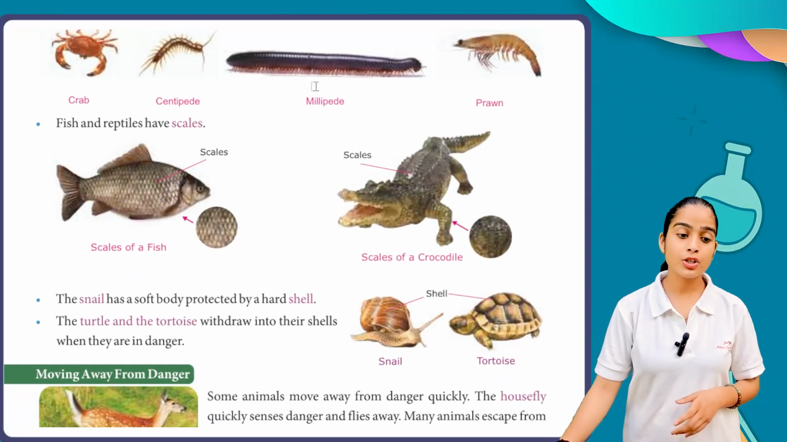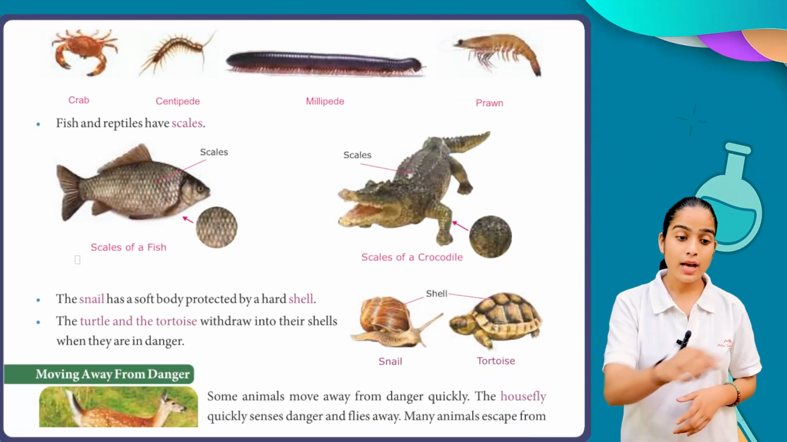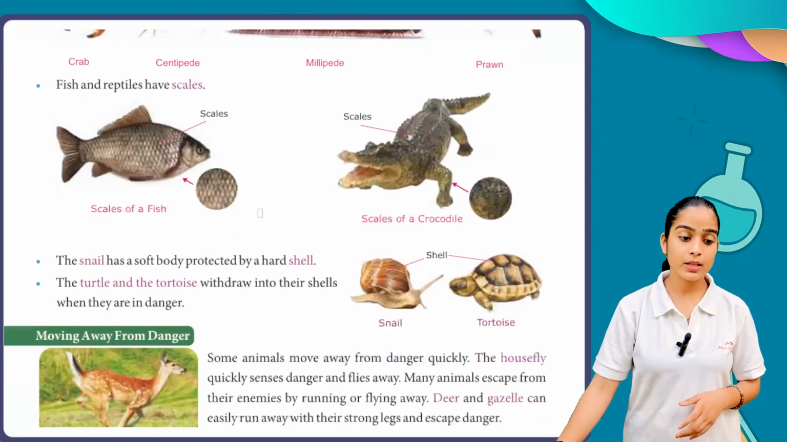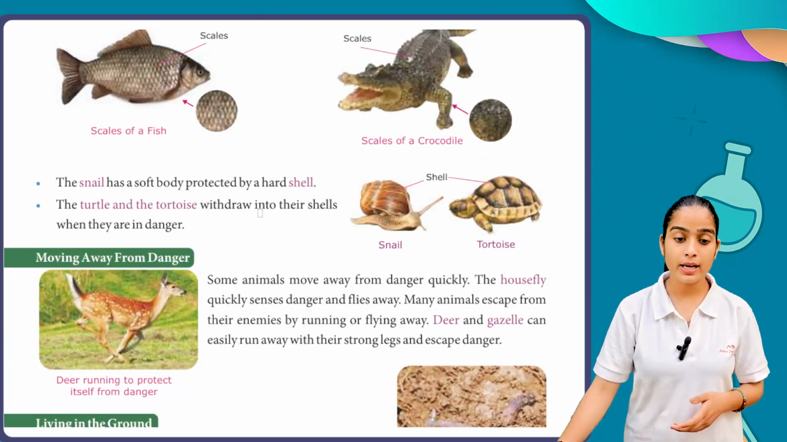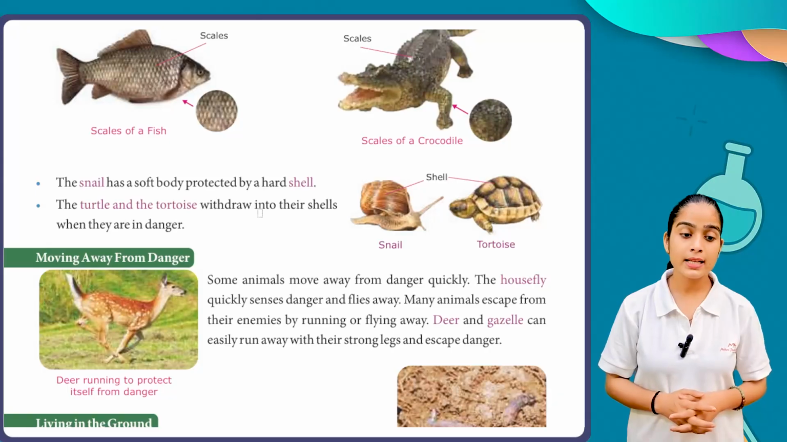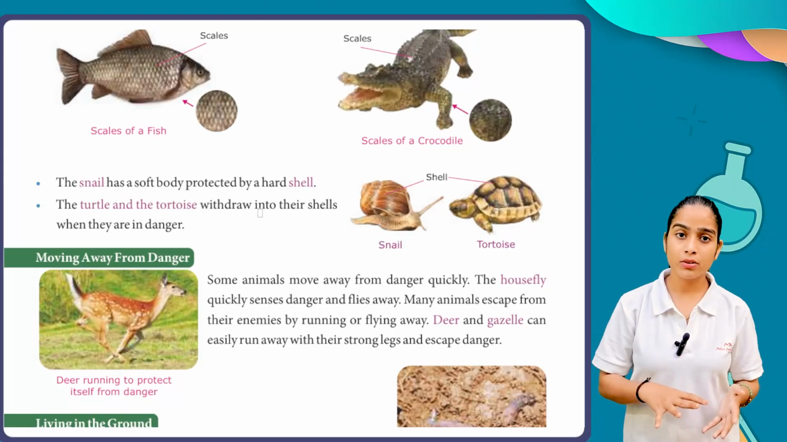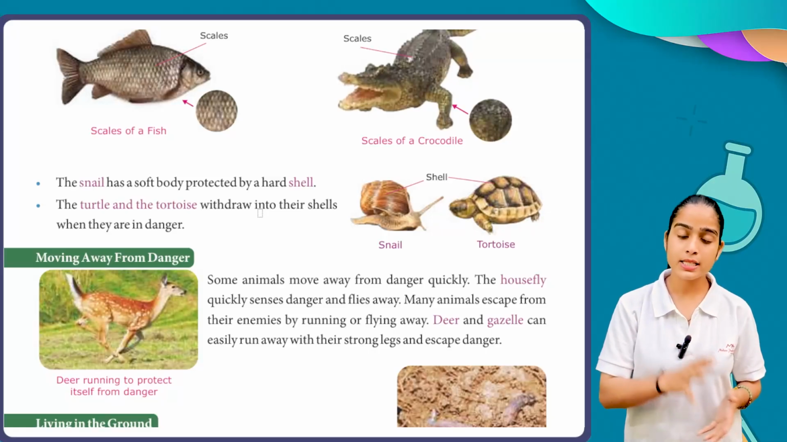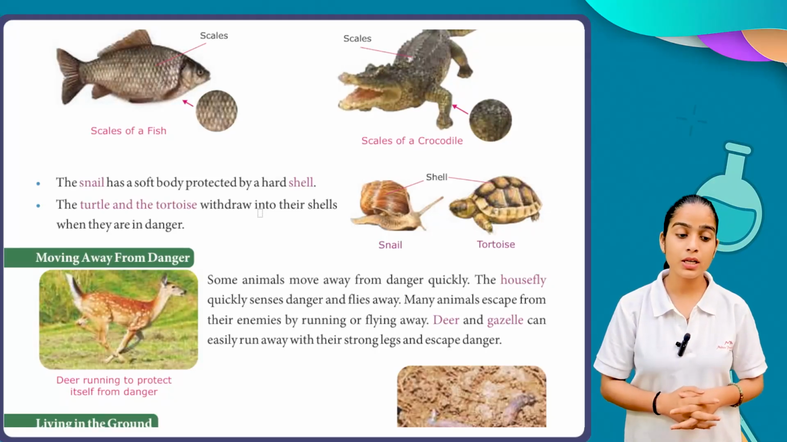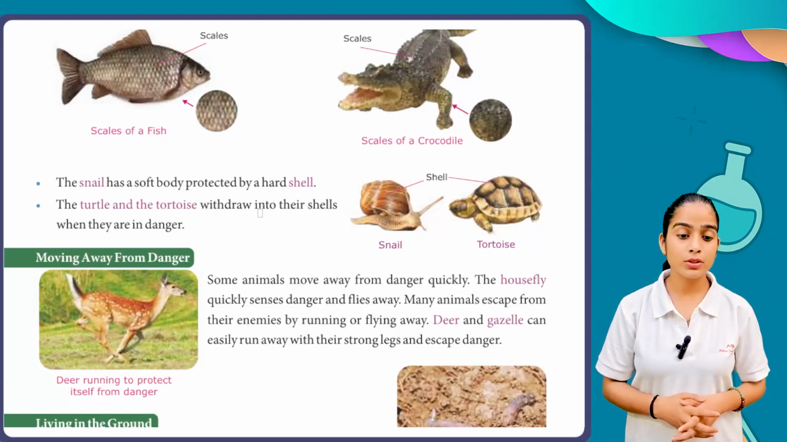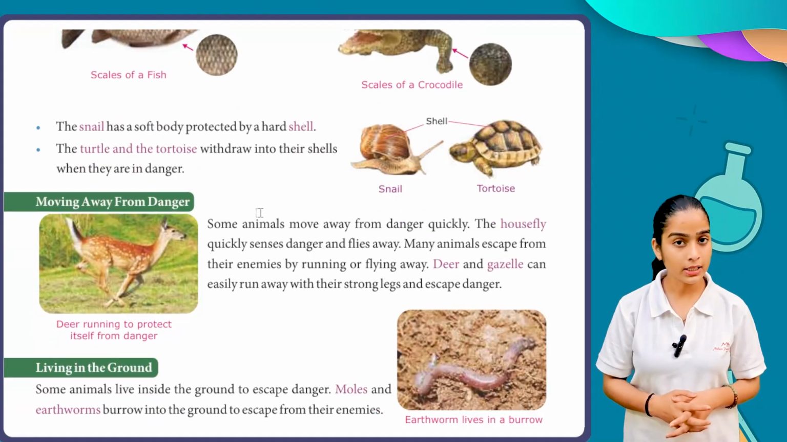Next, fish and reptiles have scales. As you see in this picture, the scales help fish protect against their enemies. The snail has a soft body protected by a hard shell. Just like the turtle, the snail also has an outer covering. The turtle and the tortoise withdraw into their shells when they are in danger.